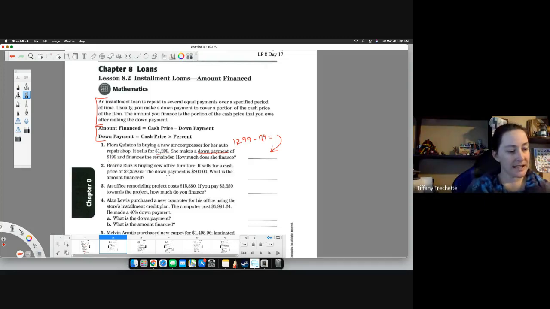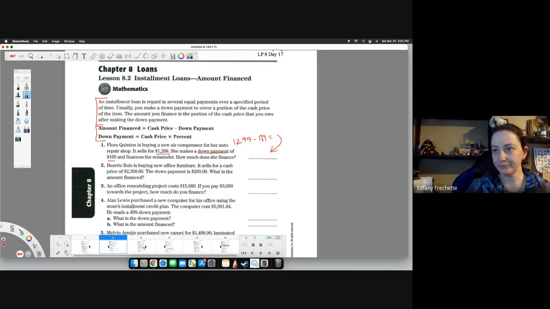All right. So same idea on number two. No big deal here. We have a cash price and we have a down payment amount. On the next one, number three, I believe it's the exact same thing. We end up with another cash price and then another amount towards the project. They didn't say down payment here, but it says if you pay this much towards the project, how much do you finance? Well, if you're paying that much toward it, consider that a down payment.